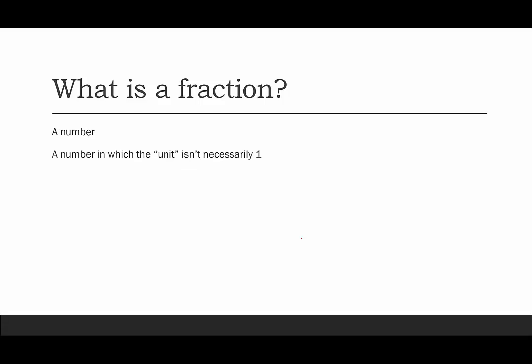It's a number. It's a number in which the unit isn't necessarily 1, or we can think of it as a ratio in which we are told how many parts per whole we have. So for the second definition here, a number in which the unit isn't necessarily 1. When we think about integers and whole numbers, those are the ones that don't have fractions. So like 2, for example, is an integer and a whole number. This is actually two whole units. So that's what I mean when I say the unit isn't necessarily 1. We can turn any whole number or any integer into a fraction simply by putting it over 1.